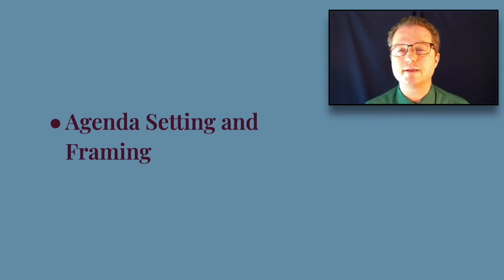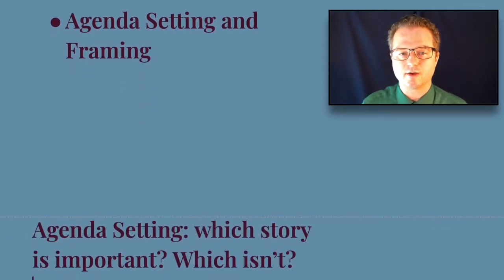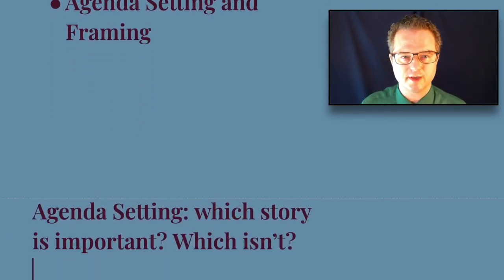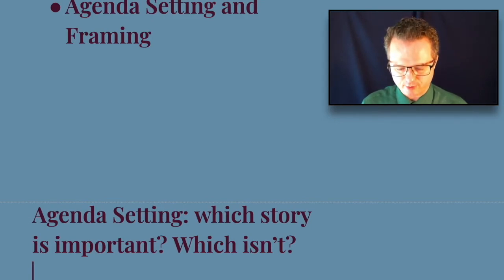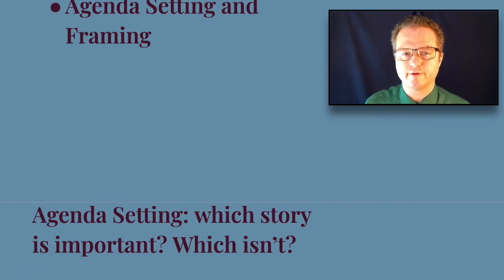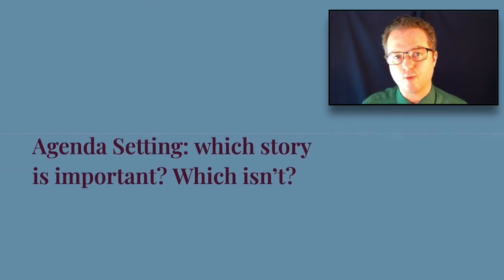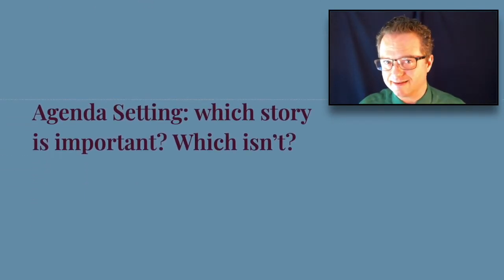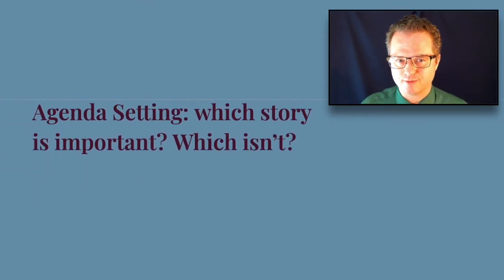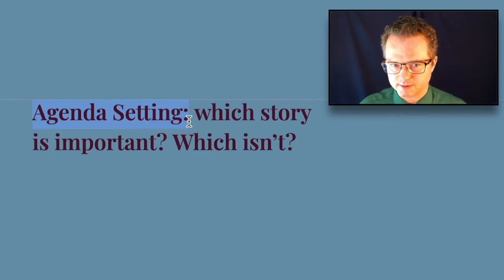Okay. By deciding which of those stories to report, we see agenda setting. Agenda setting is deciding which story is important and which story isn't. Okay, think about a newspaper editor who decides what goes on the first page of the newspaper and what goes in section D, what goes on page 1 and what goes on page 20. Okay, that is agenda setting. Just by putting something on page 1, they're telling us this is more important.